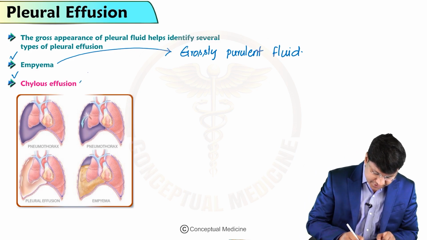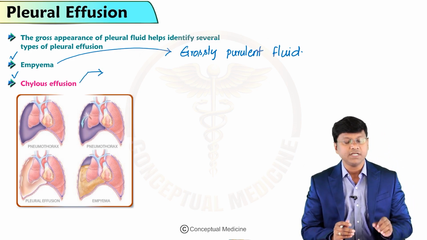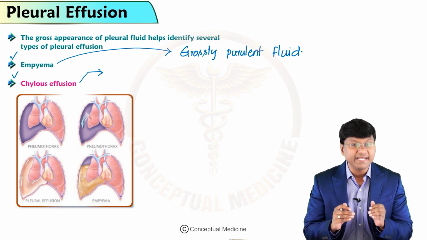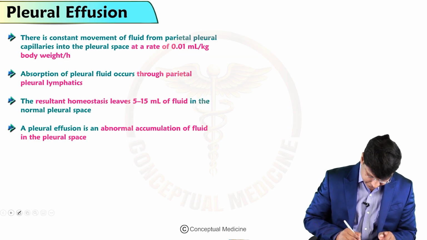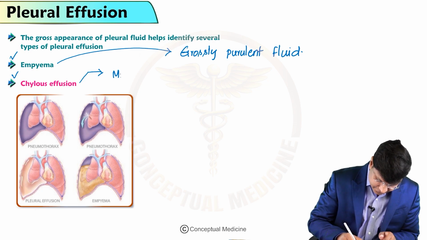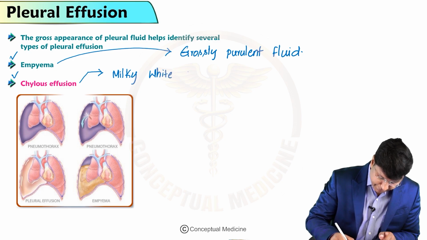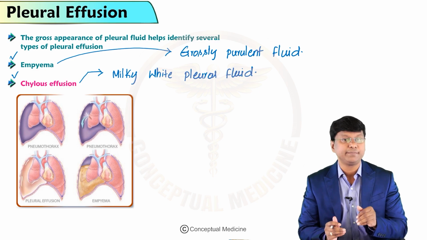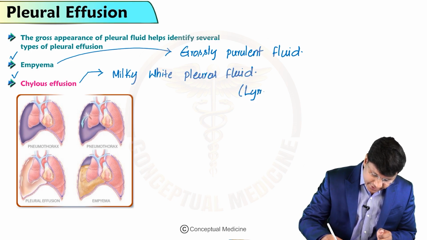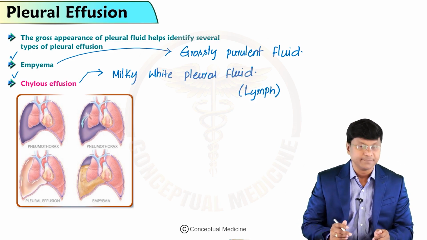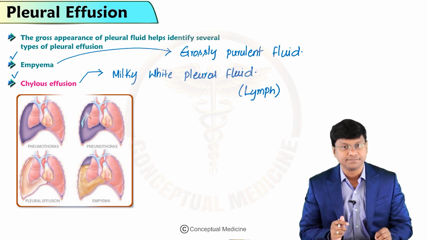Then, what do you understand by chylous effusion? Accumulation of milky white pleural fluid in the pleural space, that is nothing but accumulation of excess quantity of lymph in the pleural fluid, is what is called chylous effusion.